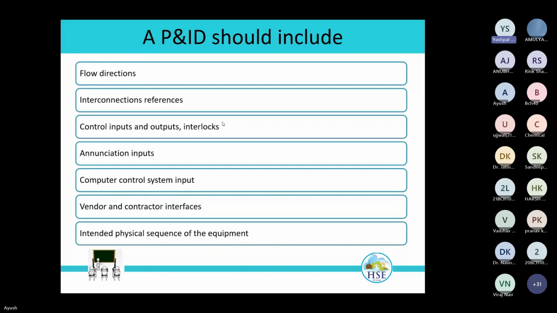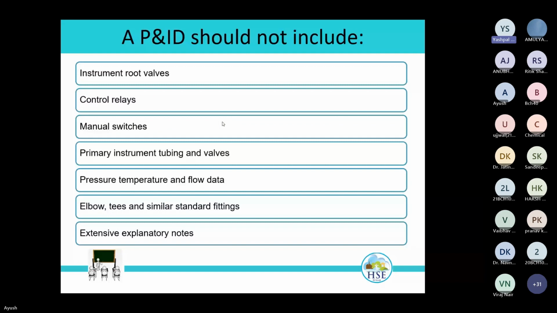Next is the intended physical sequence of the equipment. That is very important to show the flow. Instrument root valves: in instrumentation we also have different control valves. On-off valves, meaning full open or full close valves, or sometimes control valves to control the process, safety valves, pressure regulating valves. All the different valves can be shown through different legends.